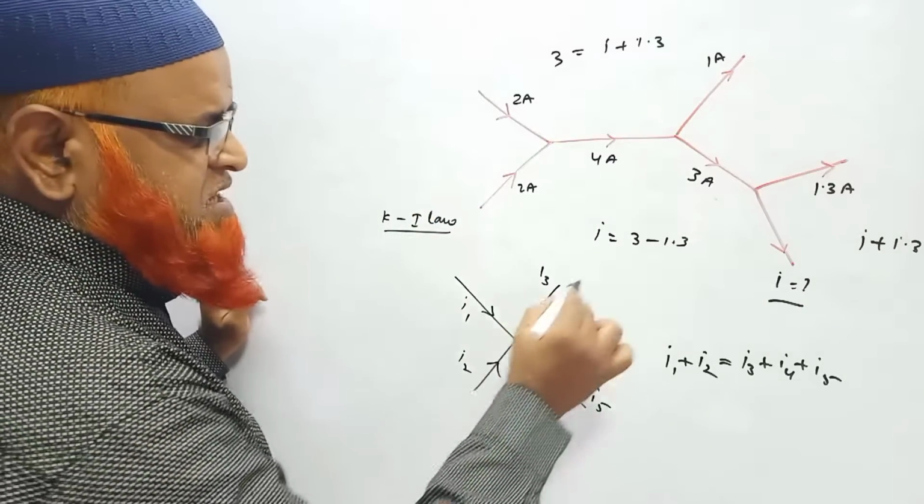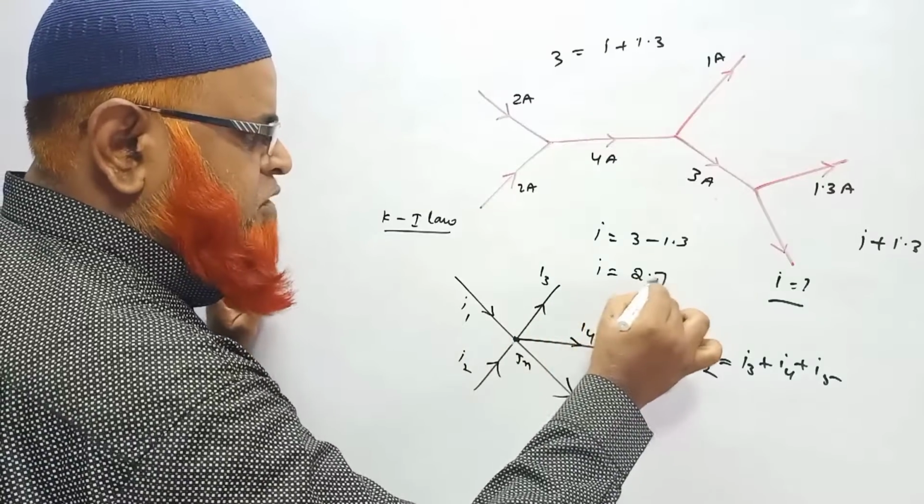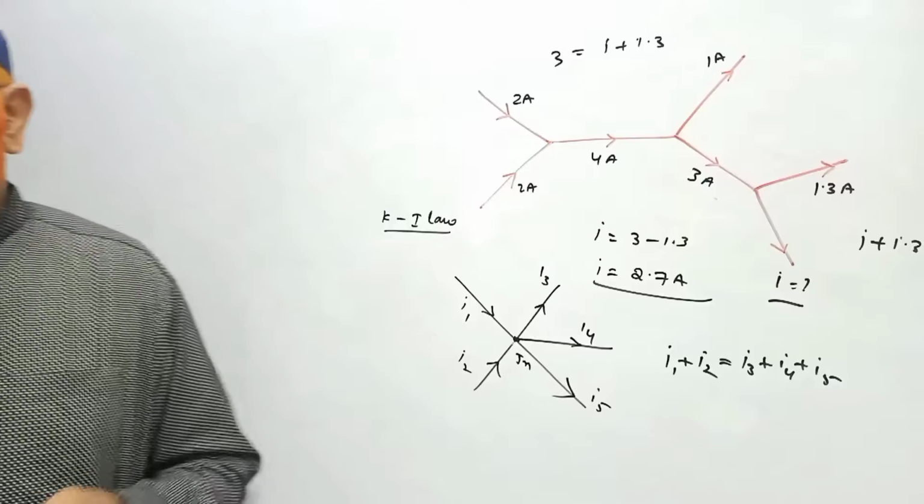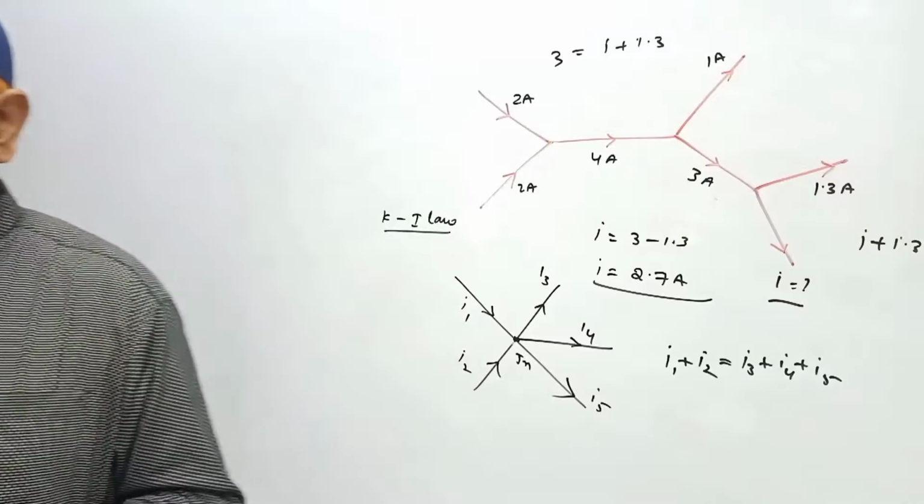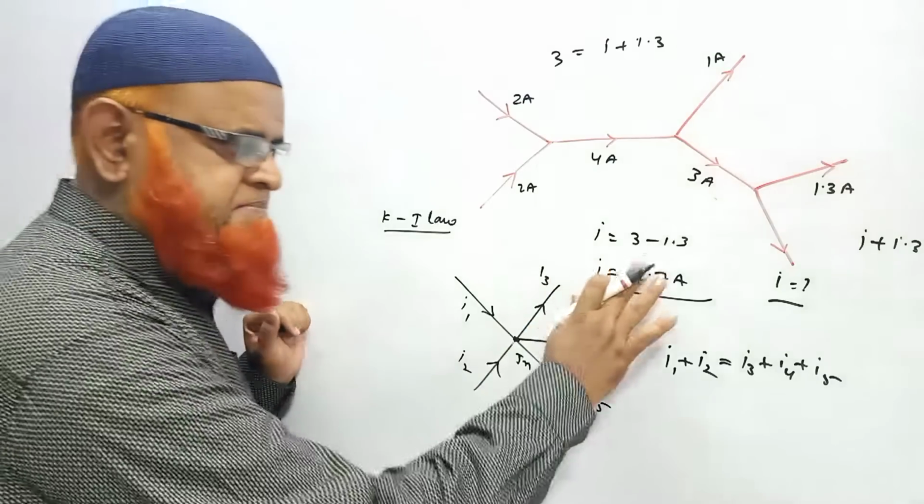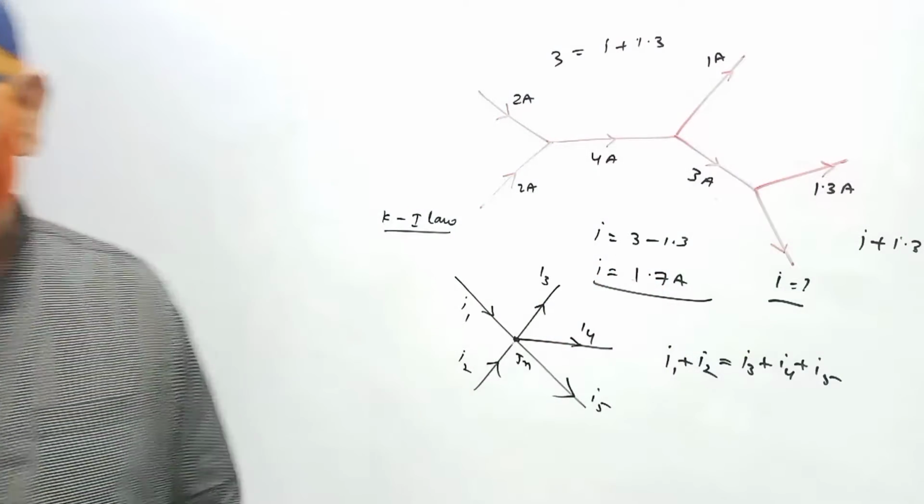Then what is the answer for this? Can you tell me? The answer is 2.7 amperes. That's it. So this is a small example for Kirchhoff's first law. We'll go for the. Huh? Yes. 1.7. 1.7 is the answer, isn't it? That's it.